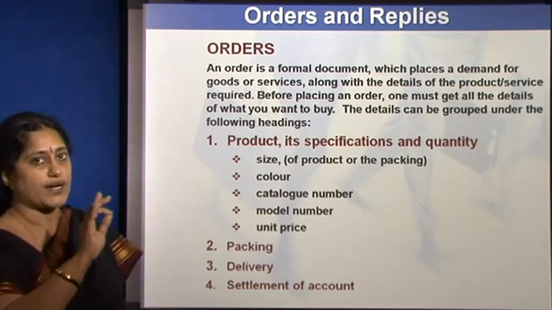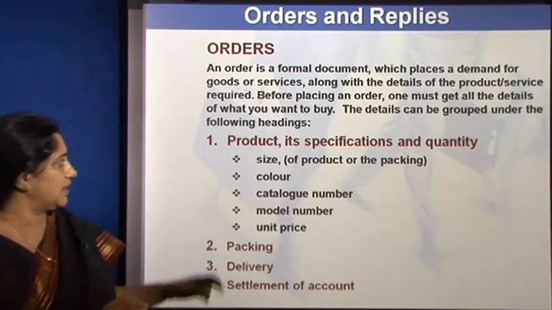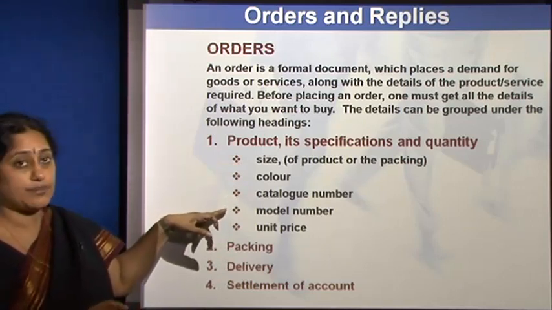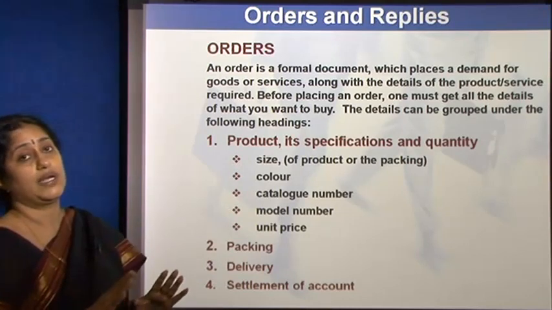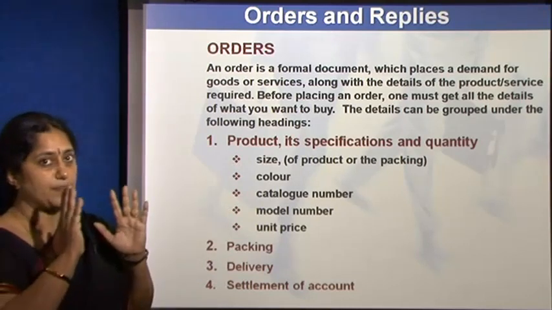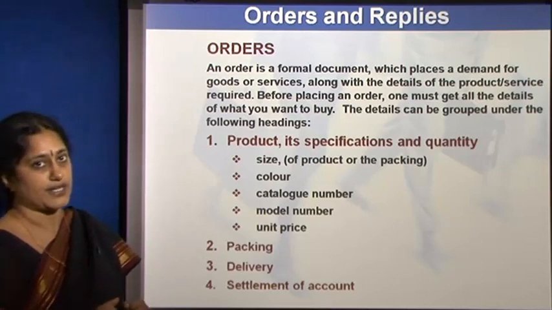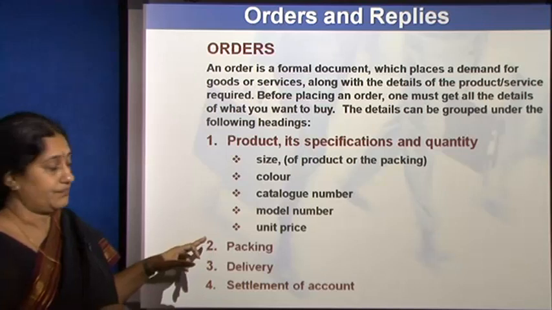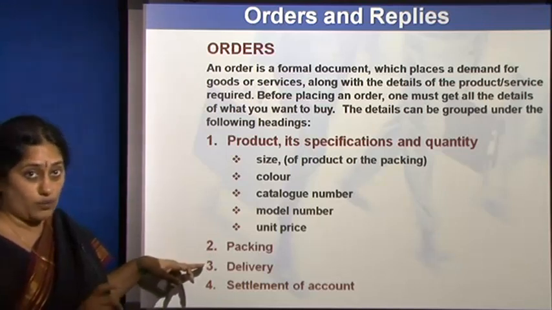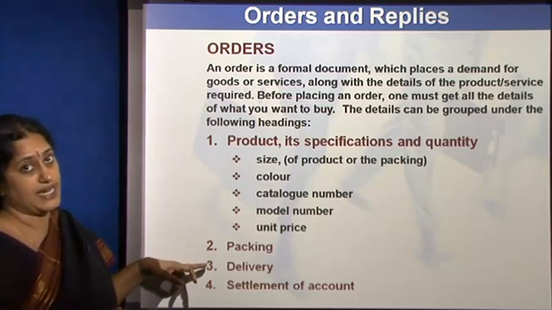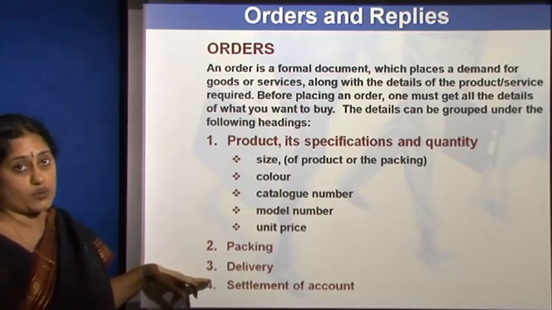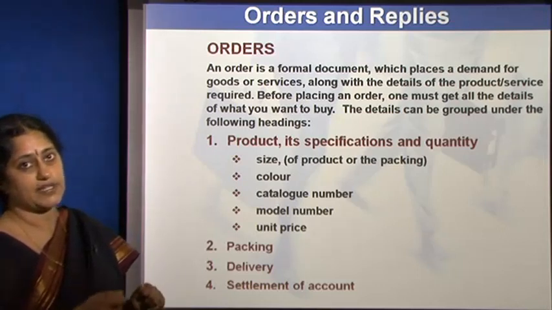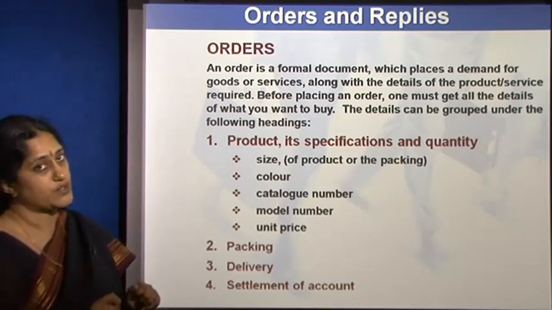What will be the product that I will put in the order form? Size, color, catalog number if any, model number, unit price, so that there is no lack of clarity as far as the company which is selling the product is concerned. Packing, how should the packing be? Delivery, what is the time for delivery and where should it be delivered? Settlement of account, how will the money be settled? Will it be a DD, will it be a check, will it be in how many days, and so forth.